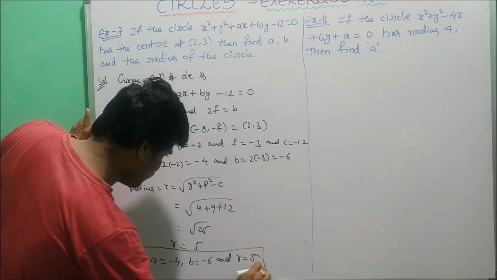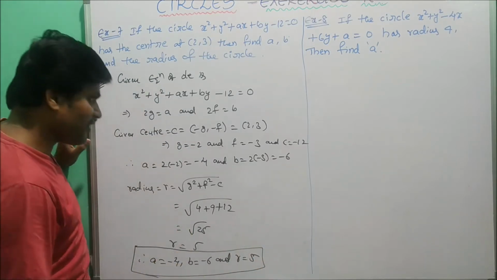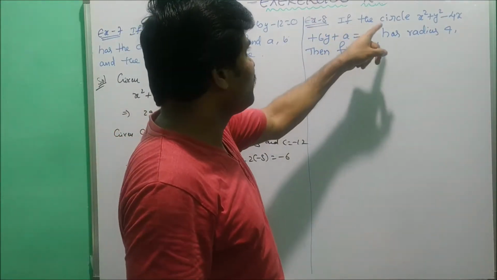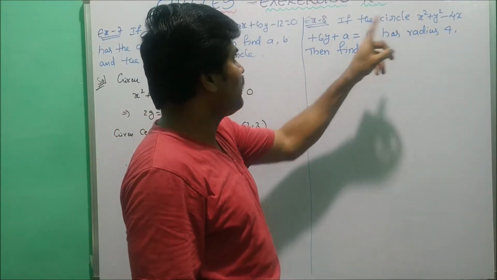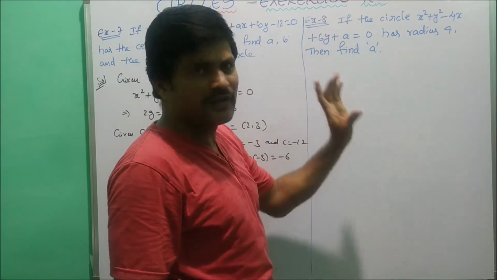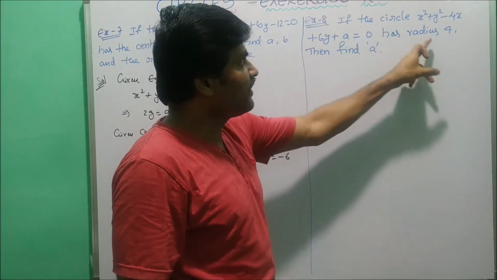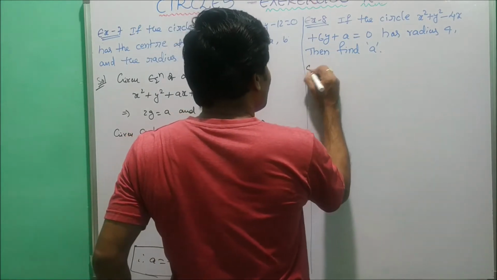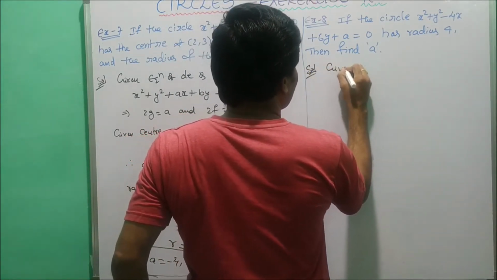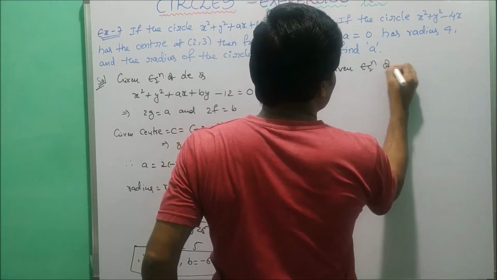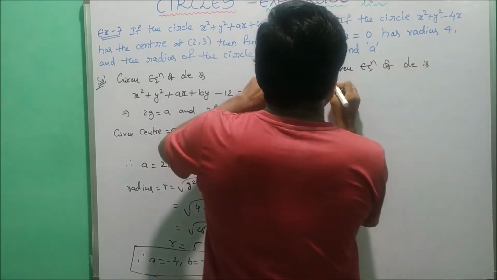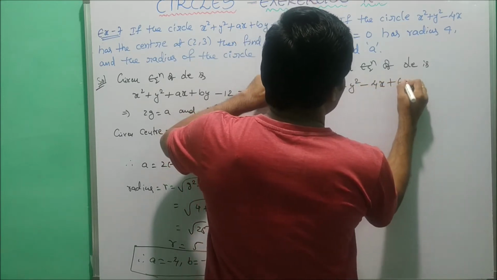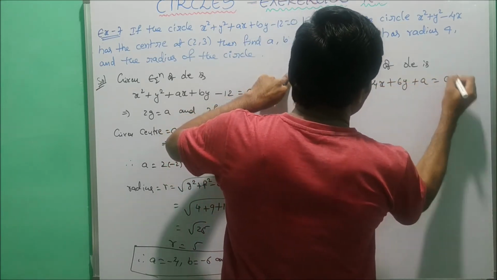So these are the required values of the given sum. Similarly, in example 8, if the circle x square plus y square minus 4x plus 6y plus a equals 0 has radius 4, then find the constant a. Now we go to the solution. Given equation of circle is x square plus y square minus 4x plus 6y plus a equals 0.